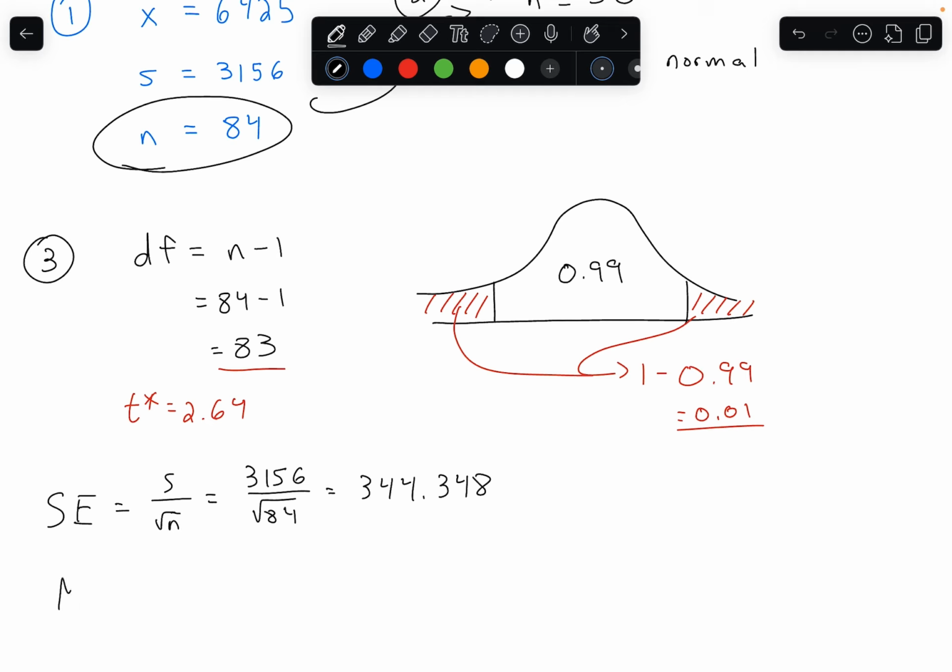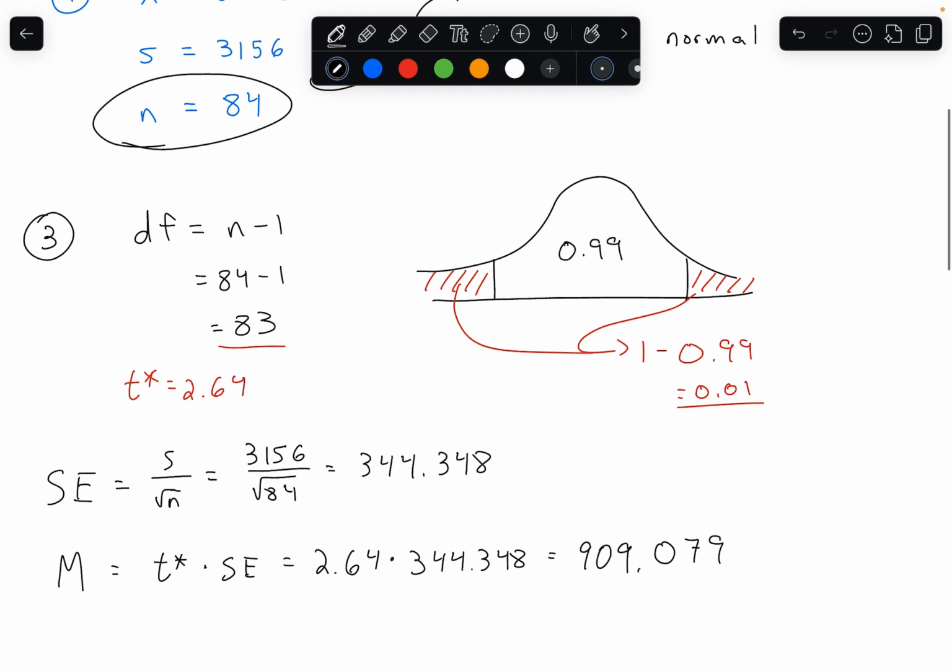Next up, I need my margin of error, which is T star, that number that we just found right here in red, times my standard error. Well, that's the number that I just calculated, 344. So T star we said is 2.64 times 344.348. Let me grab my calculator real quick. Times 344.348. And here I get 909.079 as my margin of error.